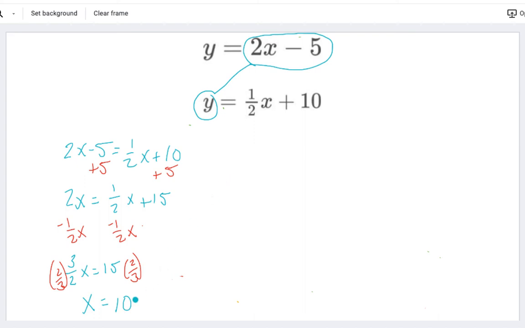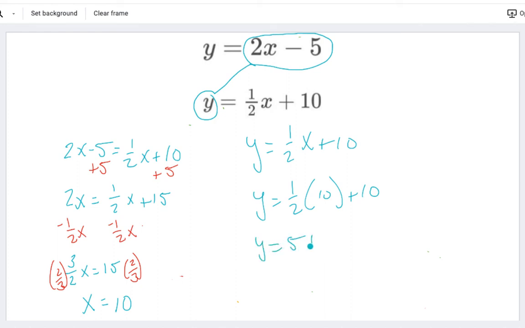So if x is 10, we just want to plug 10 back into one of these two equations. It doesn't matter which one. So if y is 1/2 x plus 10, that means y is 1/2 of 10 plus 10. 1/2 of 10 is 5, and 5 plus 10 is 15. So the solution to this is 10, 15.